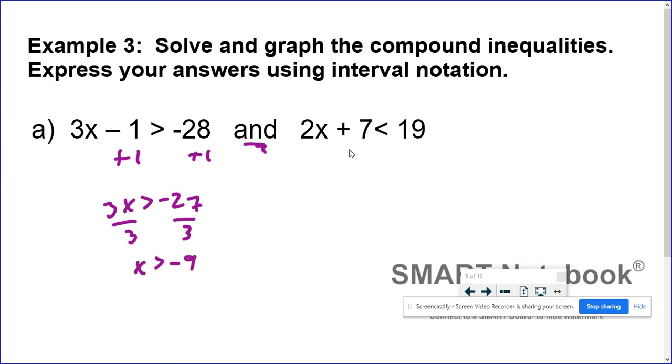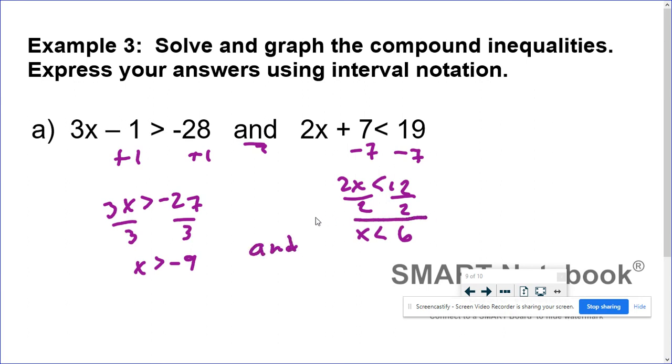Okay, let's do the second piece now. Subtract 7, you get 2x is less than 12. Divide by 2, and you get x is less than 6. So it's two pieces. And then all you have to do is slap an "and" in between them. And that is your answer.